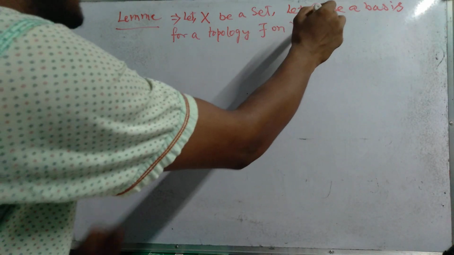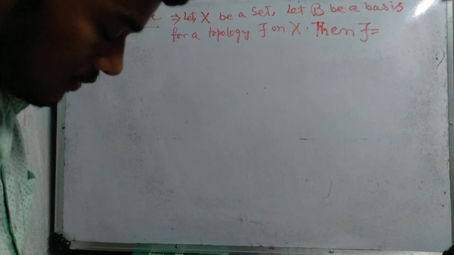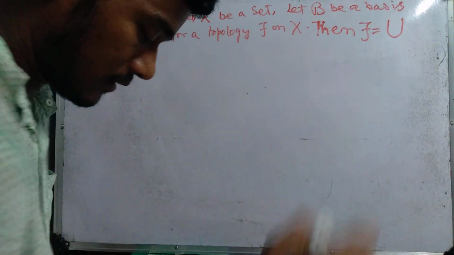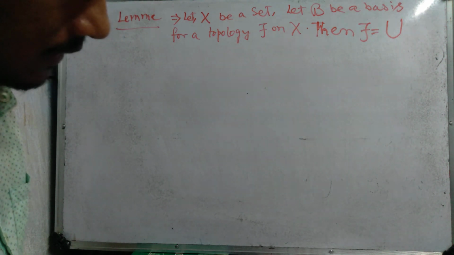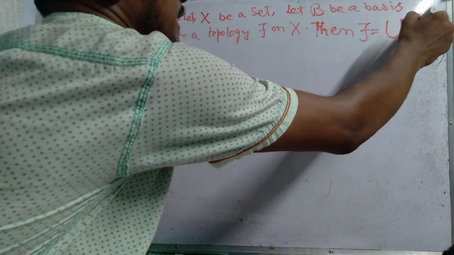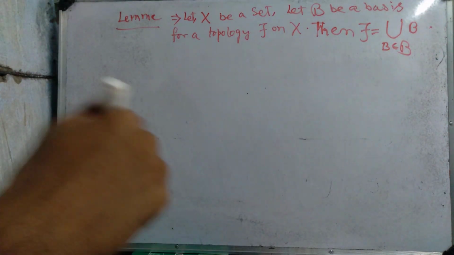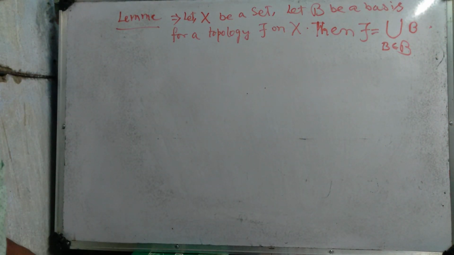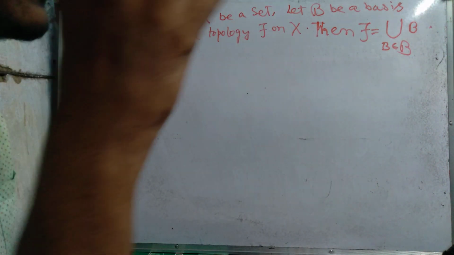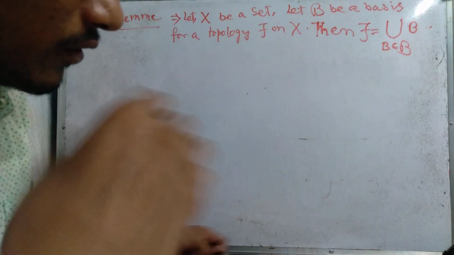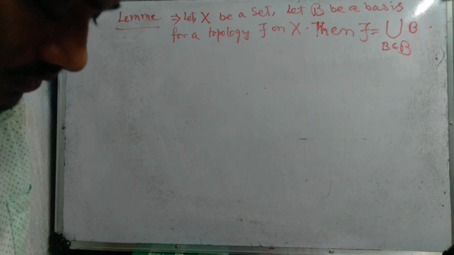Then tau equals some union of elements of script B, that means some B, where B belongs to script B. In this way we represent a topology. That means some union of basis elements represents the topology. A union of basis elements represents this topology.